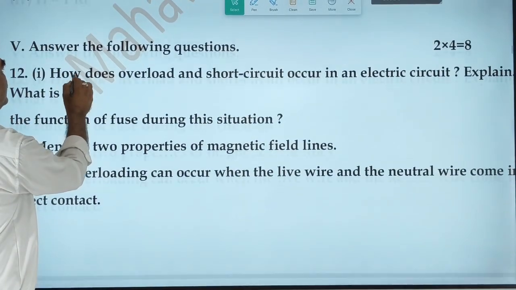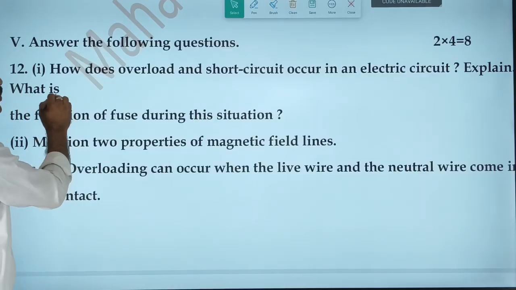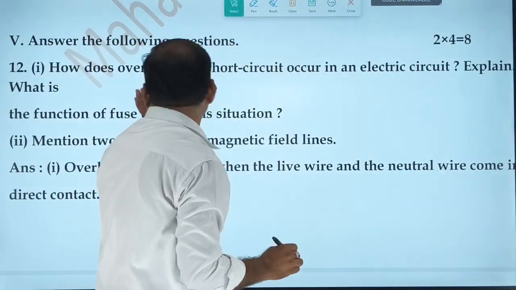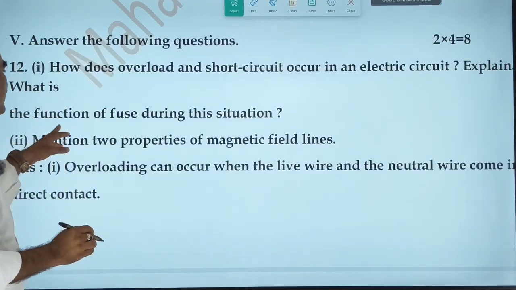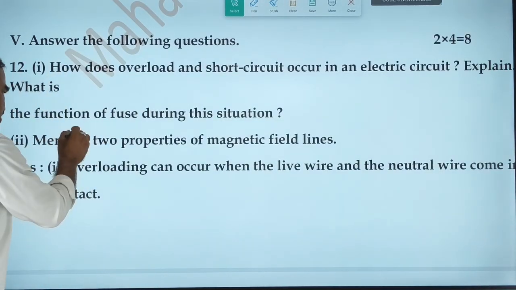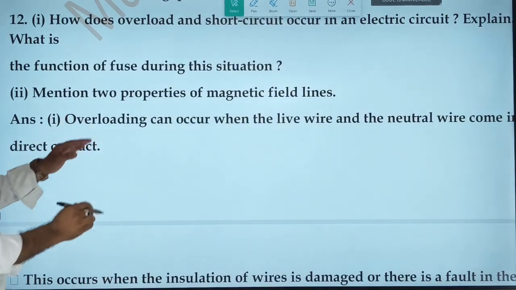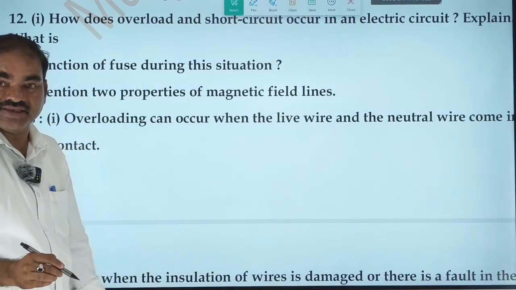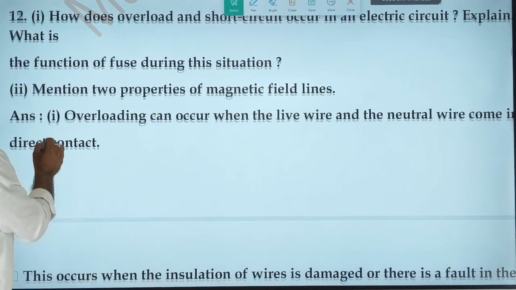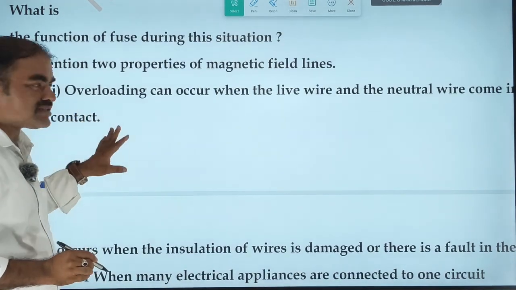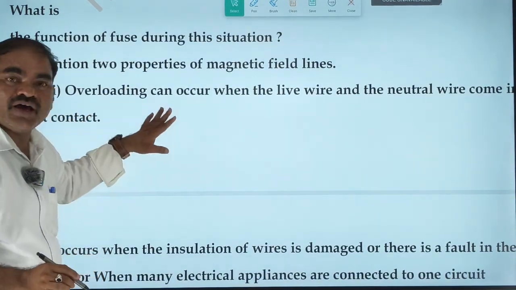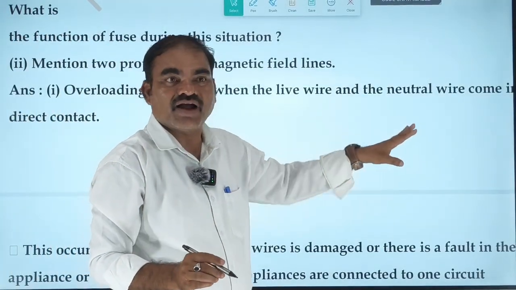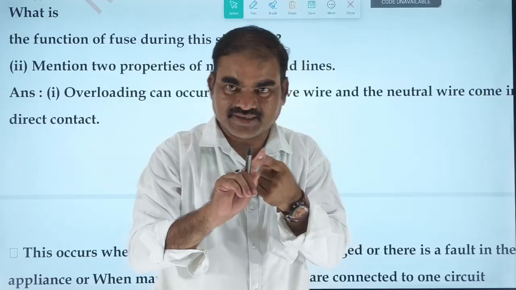Next one. How does overload and short circuit occur in an electric circuit? Explain the function of the fuse during the situation. And mention two properties of magnetic field lines. Already I have discussed this in the second multiple choice question. And what is the answer for the first one? Overloading can occur when the live wire and neutral wire come in contact. That is the first one.